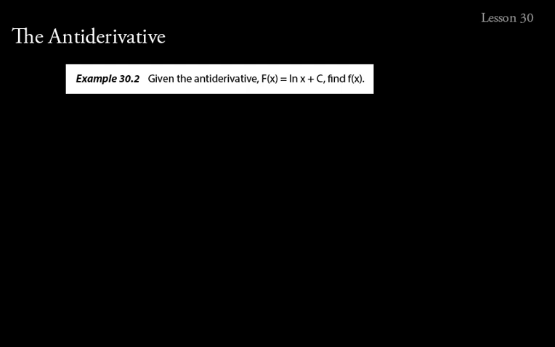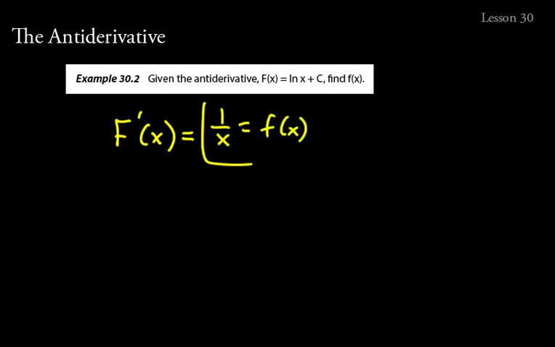Look at example 2. Given the antiderivative, find f of x. So we're given the antiderivative here. What are we talking about? Well, if we're given the antiderivative, f of x is just capital F prime of x. So we have capital F of x equals natural log x plus c. Capital F prime of x equals 1 over x. That's f of x. That's the original function, we could say.